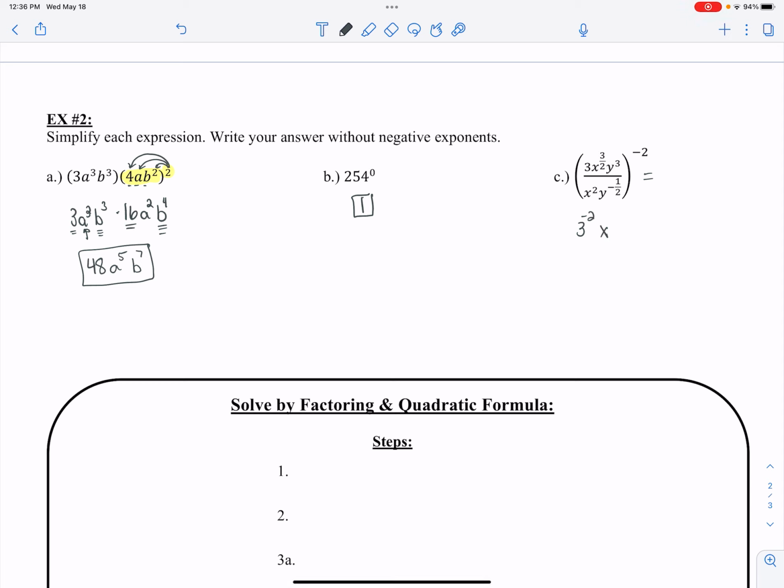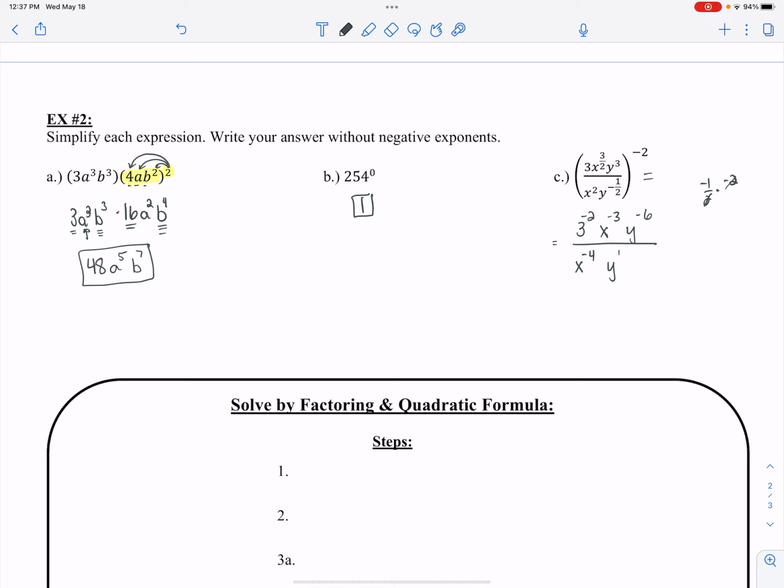x, 3/2 times -2 is going to leave me with -3. So that's x to the -3rd, y to the -6th. In the denominator, I'm going to get x to the -4th because I'm multiplying. And y, -1/2 times the -2 cancels. I get a positive first power.